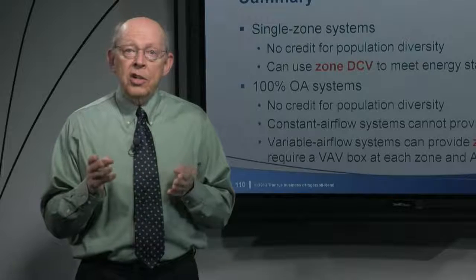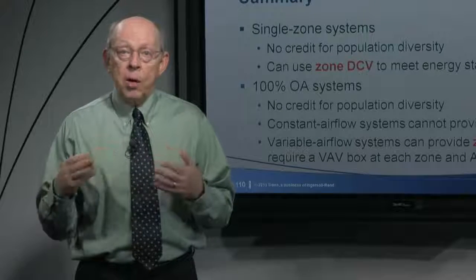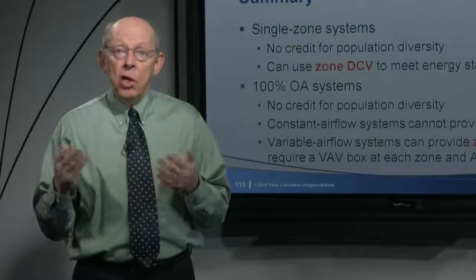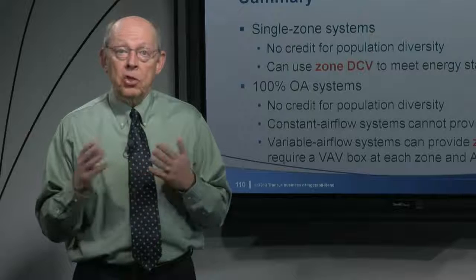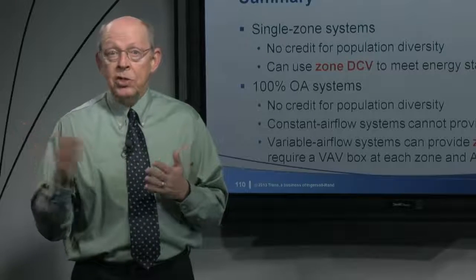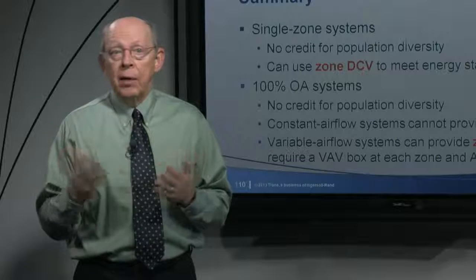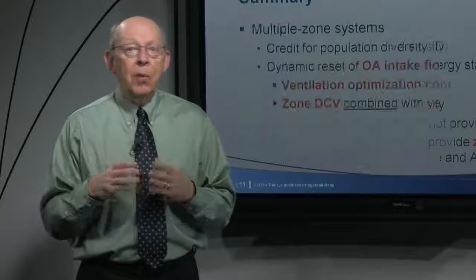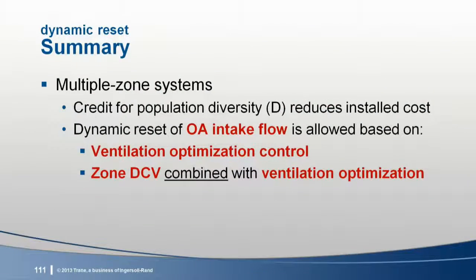Remember, the standard doesn't allow population diversity credit in single zone or 100% outdoor air systems, so the equipment must be sized for worst case intake airflow, assuming each zone is at peak population, whether the system includes demand control zones or not. I know it's pretty bad when a quick summary takes 2 slides, but multiple zone system designs account for system population diversity, which saves first cost.